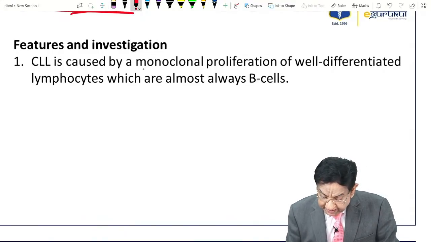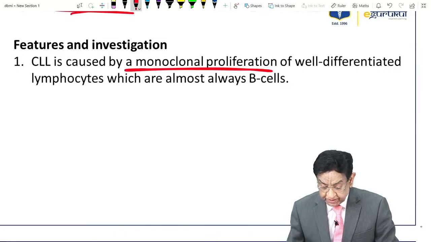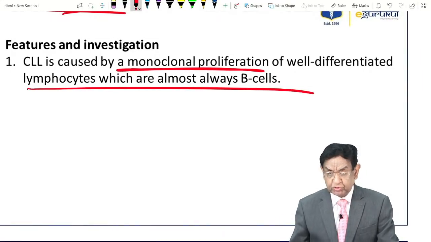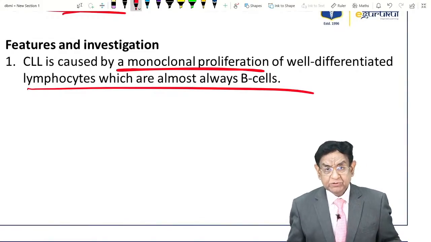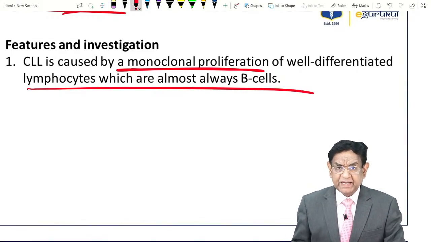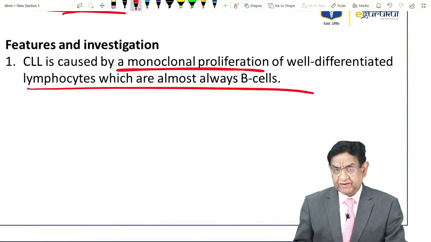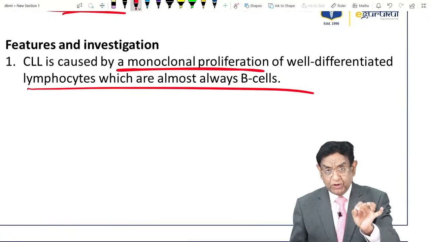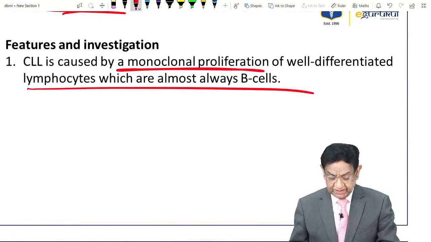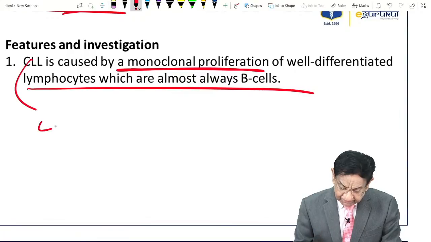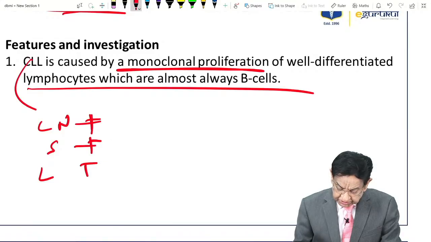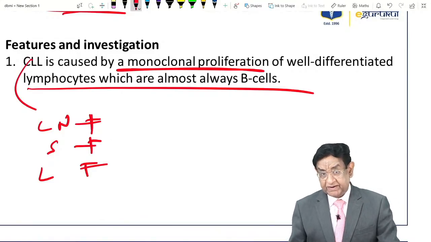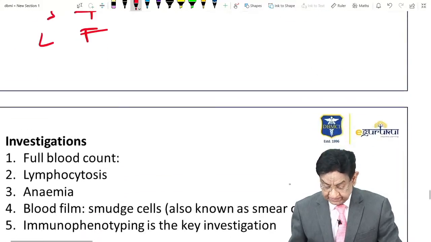It is caused by, again, monoclonal proliferation of lymphocytes, which are almost all B lymphocytes. Point to be noted, just like the monoclonal manifestation that we see in multiple myeloma, here also it is a monoclonal B cell. But remember, in multiple myeloma, no liver, no spleen, no lymph node enlargement. But in CLL, everything is enlarged: lymph node enlarged, spleen enlarged, liver enlarged.